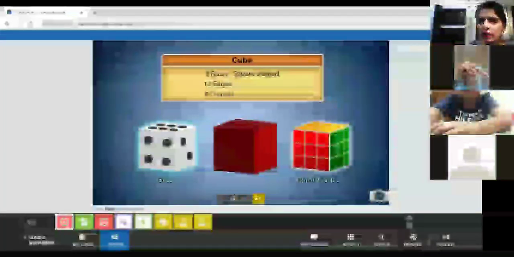Okay, children. So here we have seen that this is a cube. It has got 6 faces, 12 edges and 8 corners. These are the corners. And besides this dice, one more example of a cube-shaped object is this Rubik's Cube. I hope that it is clear to you, children.